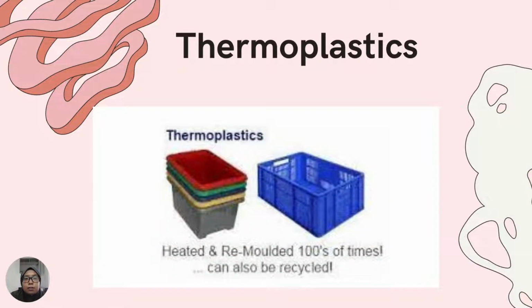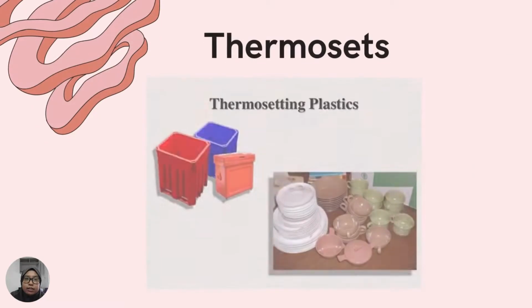Next is thermoplastics. For example, thermoplastics can be heated and reshaped 100% of the time, and can also be recycled. So this is an example of thermoplastics. A thermoplastic is a type of plastic that can be softened by heat, hardened by cooling, and then softened by heat over and over again.